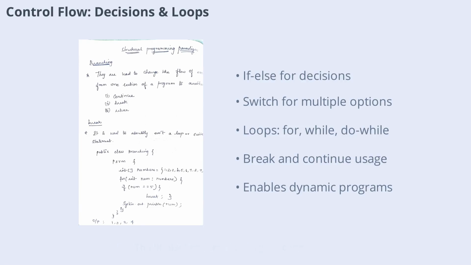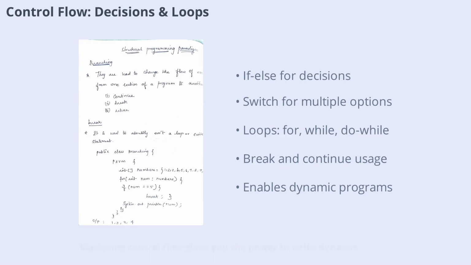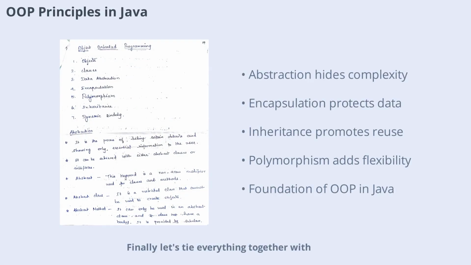The if else statement lets your code choose between different paths based on conditions. For more complex choices, the switch statement can handle multiple possible values. Loops like for, while, and do while allow you to repeat actions until a condition is met. You can use break to exit a loop early or continue to skip to the next iteration. These tools are essential for tasks like processing lists, handling user input, or performing calculations repeatedly. Mastering control flow gives you the power to write dynamic and responsive programs that can handle a wide range of scenarios.